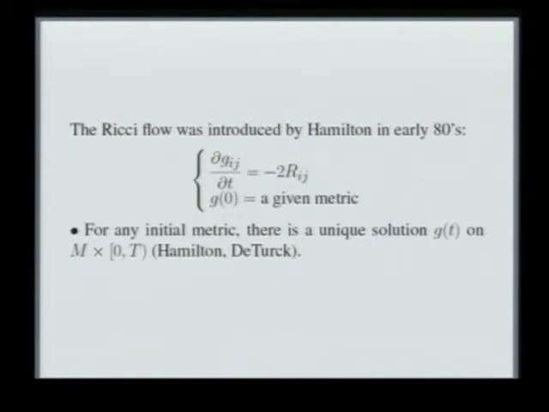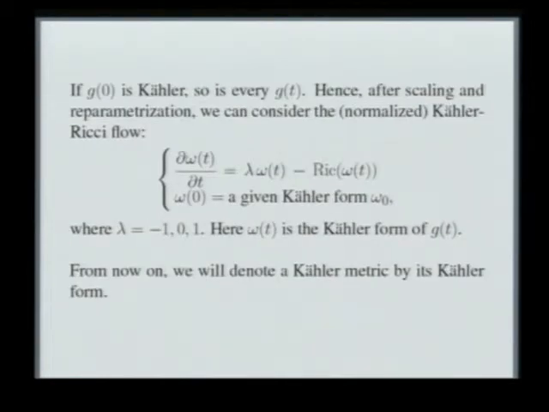Okay, so there's another way which was used later, by using a parabolic method. It's the Ricci flow, which was introduced by Hamilton. So that's the general Ricci flow, and for any initial metric, there's a unique solution. Okay, there's a local existence. So if g0 is Kähler, so is every gt. This is well known. So in this sense, we can say this Ricci flow is Kähler-Ricci flow. So Kähler-Ricci flow is nothing else, just the Ricci flow restricted to Kähler metrics. It preserves that natural class.